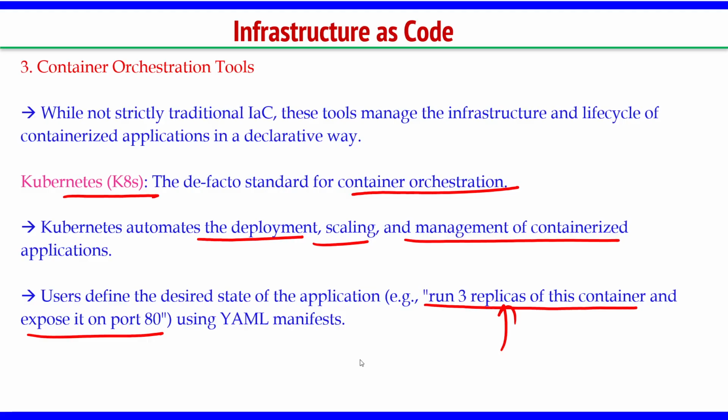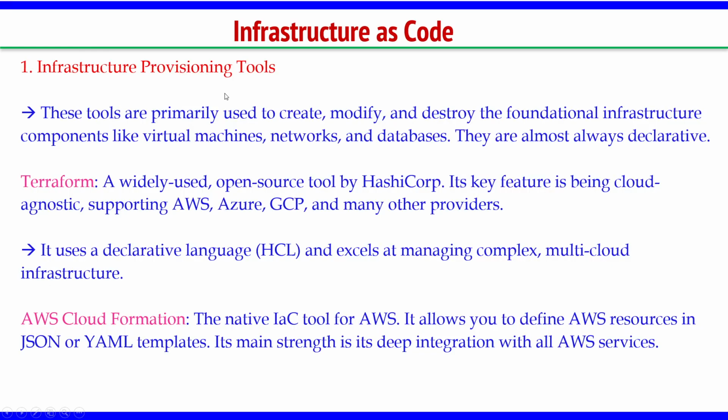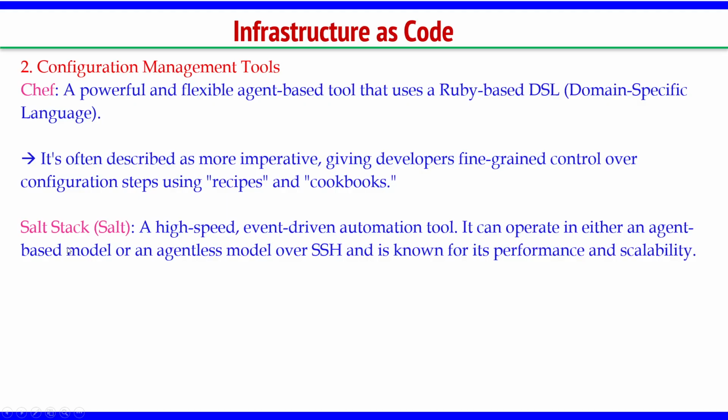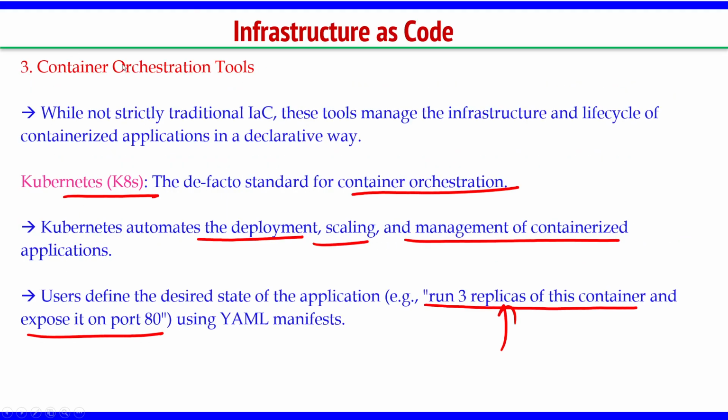Okay. So I hope you understood about the different tools available in IaC. First one is infrastructure provisioning tools, we have Terraform and AWS CloudFormation. Then configuration management, we have Ansible, Puppet, Chef and Salt. And finally, container orchestration, we have Kubernetes. So all these tools can be used for managing IaC.